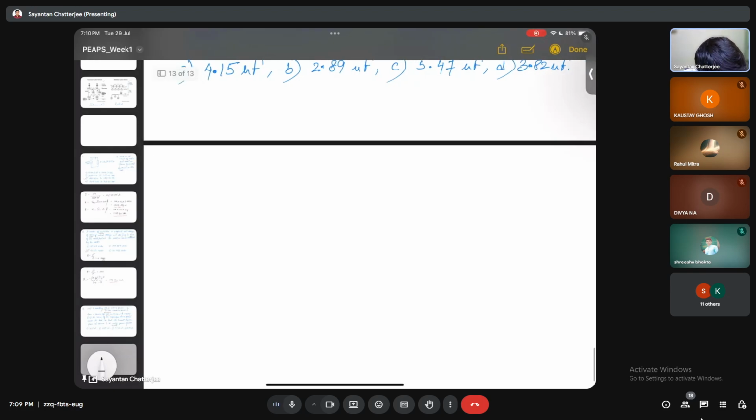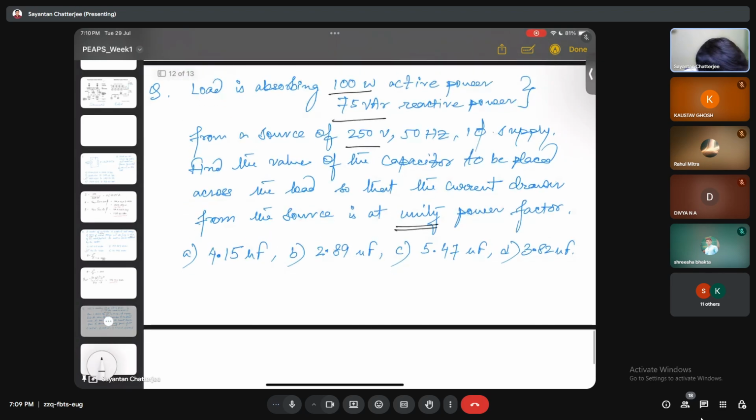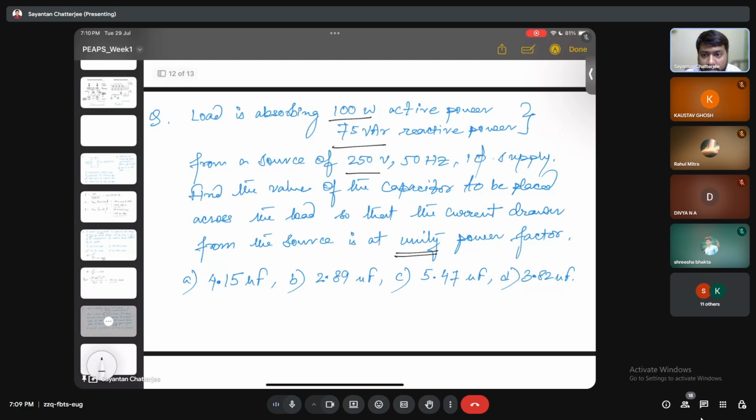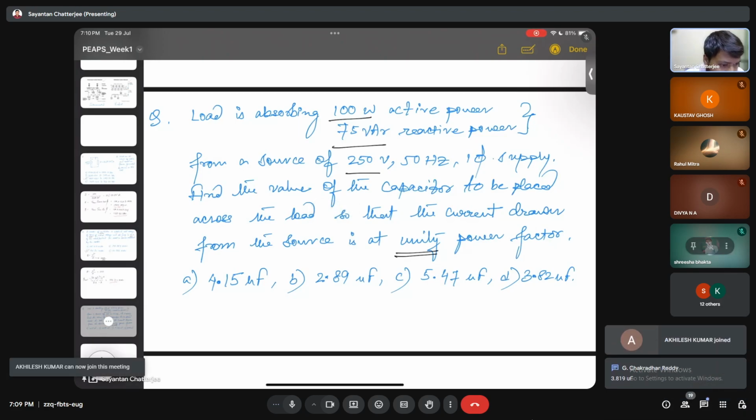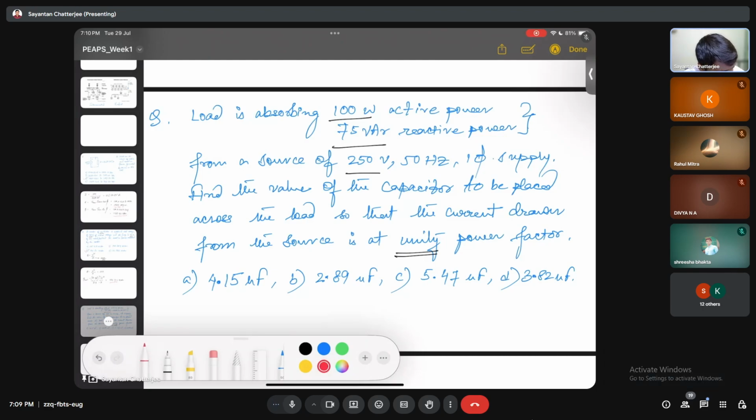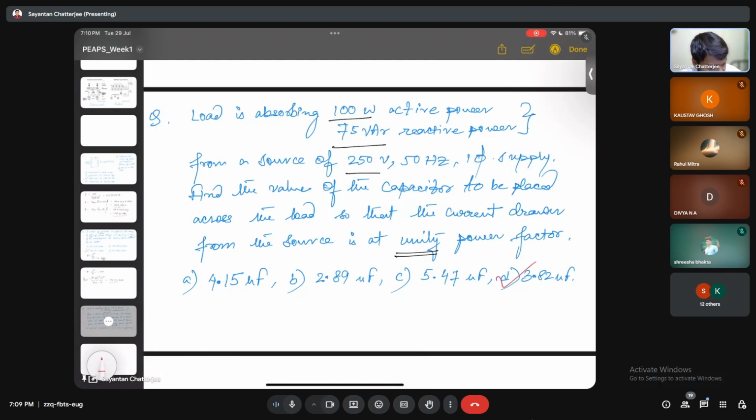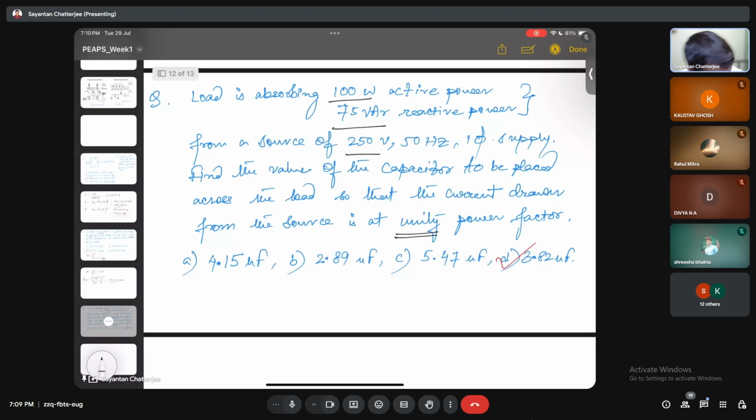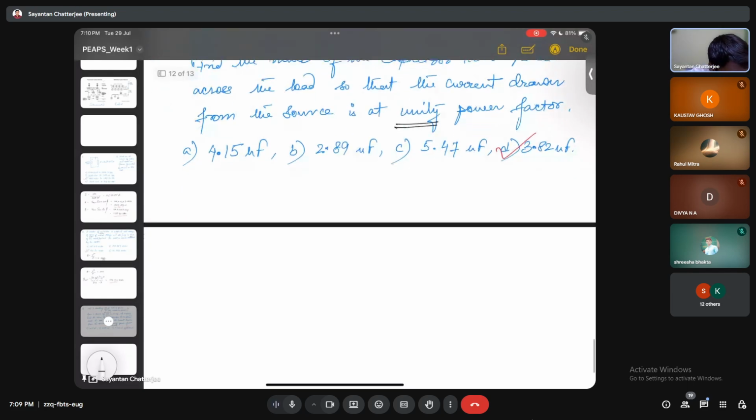So already it is given the 75 VAR is the reactive power. So this reactive power the load is absorbing. Yes, yes, yes. 3.819. Sorry, this is the correct answer. Correct. Yes. Okay, for others, I'll solve it fast.